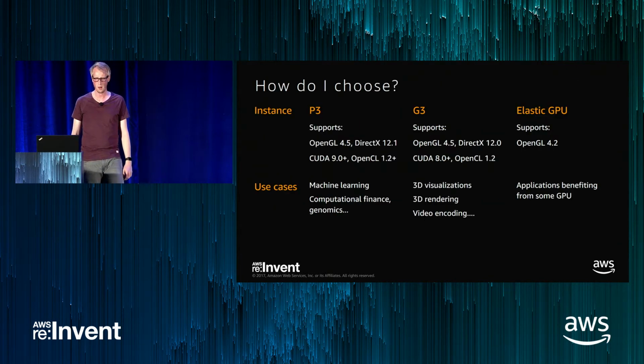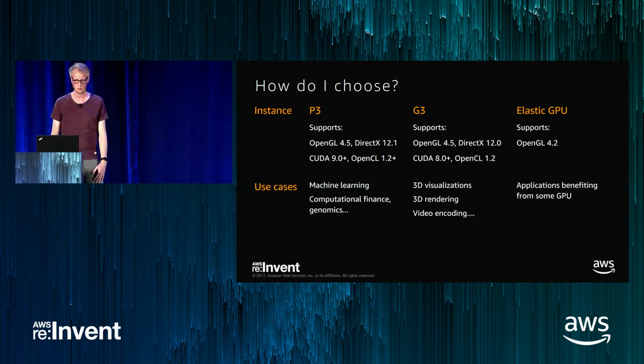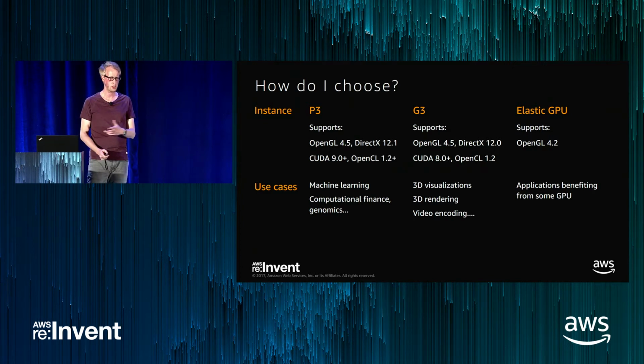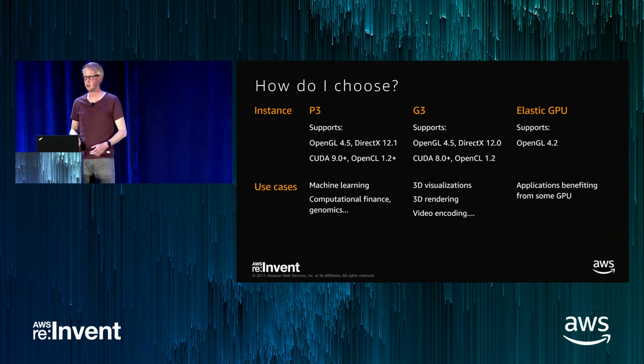So now that we've seen the options, how do you choose now? So the P3, super good for machine learning and all kinds of simulations, calculations where you really benefit from the huge number of CUDA cores in there. So if you have this type of workload, go for the P3s. If you're running a ray tracer, go for the P3s as well.